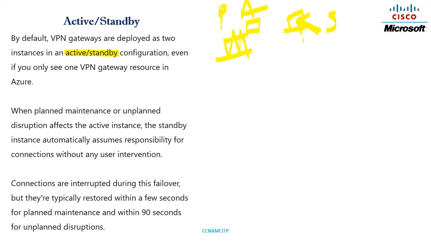Connections are interrupted during this failover, but they are typically restored within a few seconds. When the primary goes down, there might be a little disruption because it has to switch, but it will not take much time. It will restore in a few seconds for planned maintenance and within 90 seconds for unplanned disruptions.